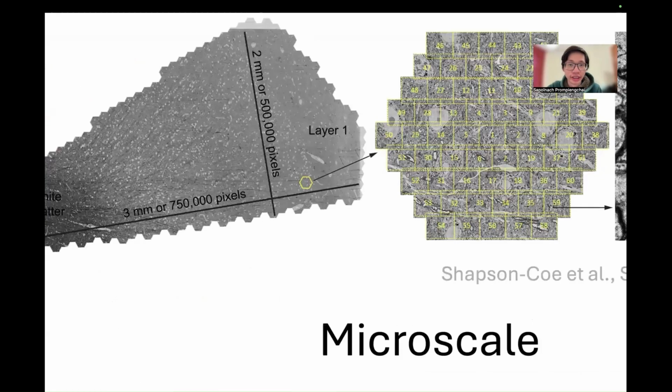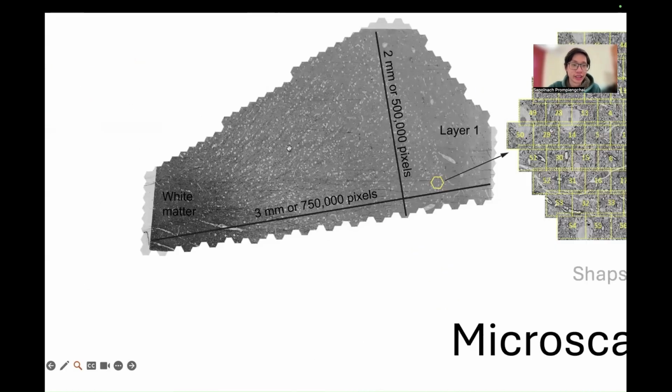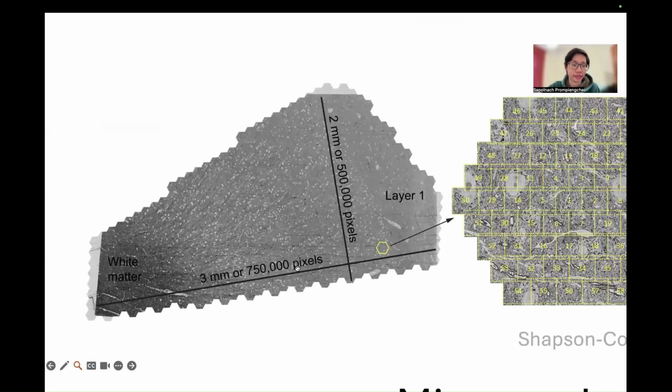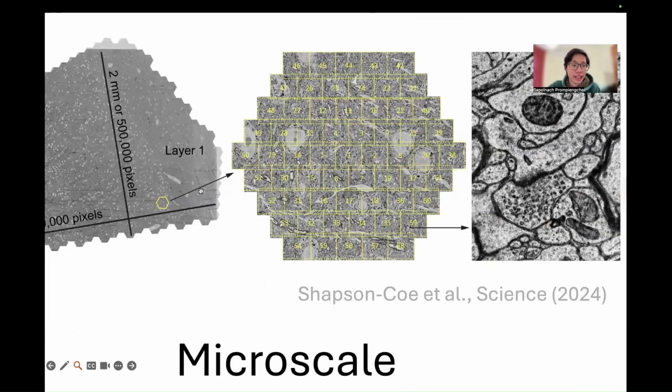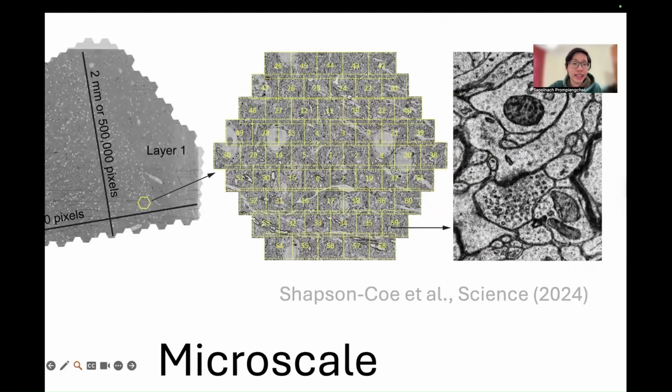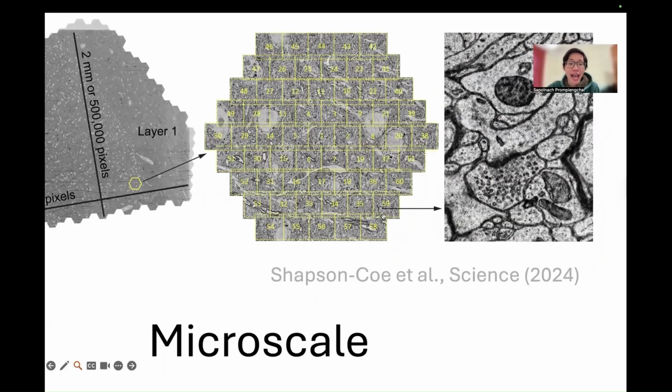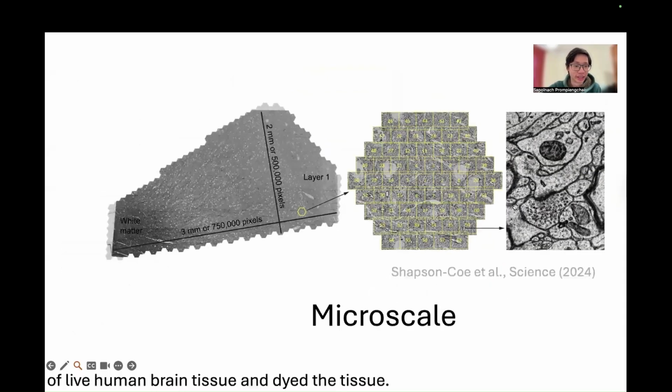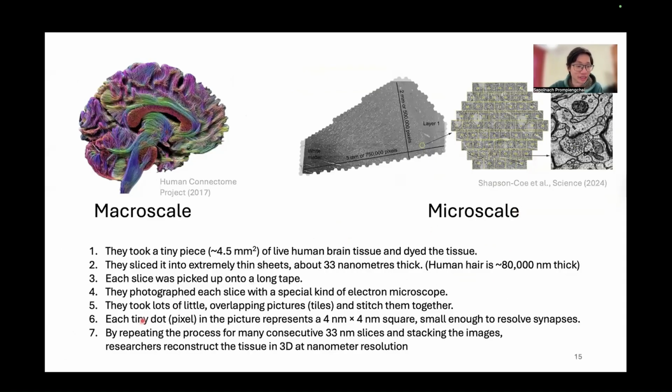So here, as you can see, they take this: 3 millimeters or 750,000 pixels, and this is 2 millimeters or 500,000 pixels of layer 1 of the human brain. Then you take this very small section of this 4.5 by 6 millimeter square of brain, then you take very small images, like overlapping tiles. And for this particular image, you get an image like this. Okay, see? Very cool stuff.